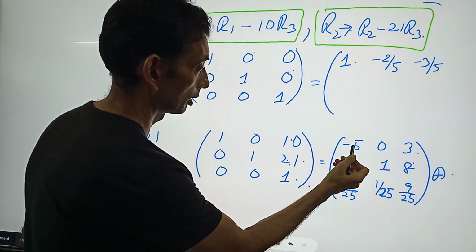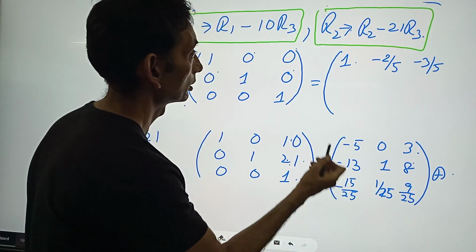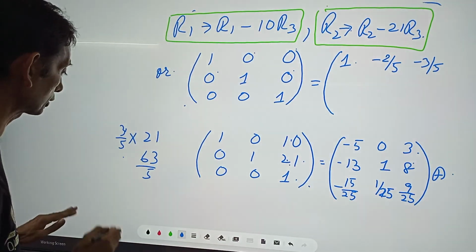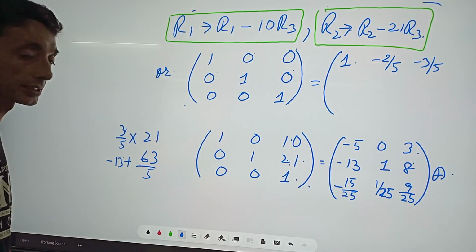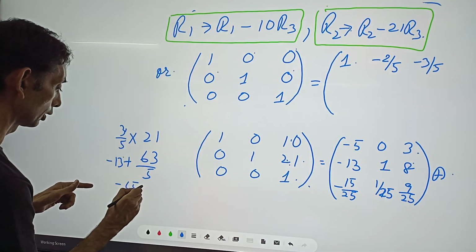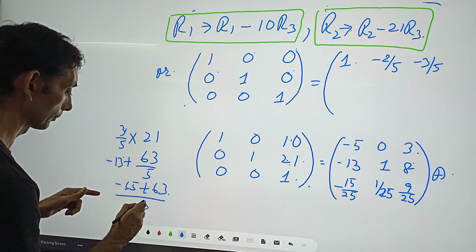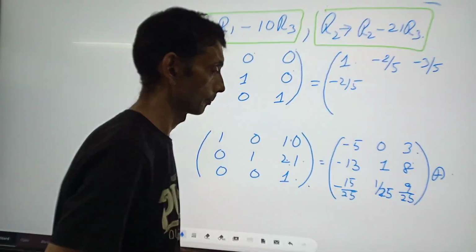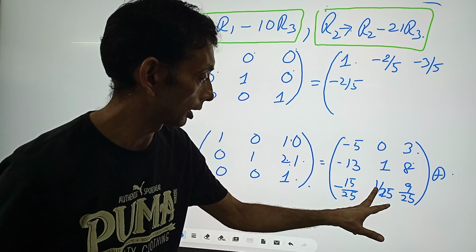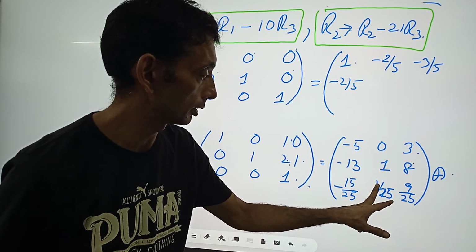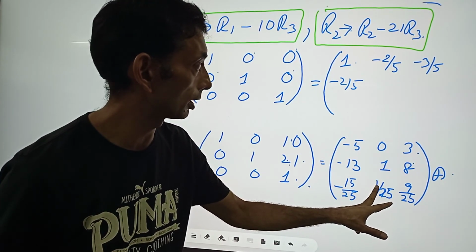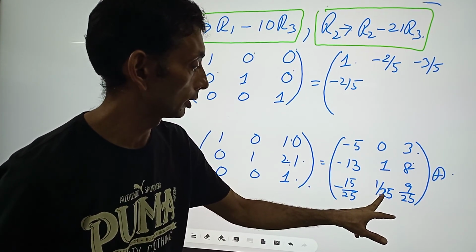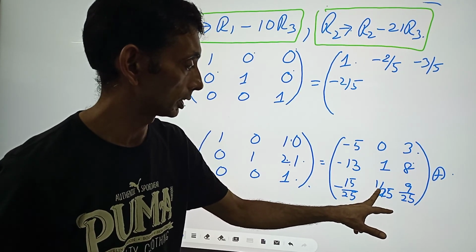I'm talking about R2. Sorry, this one is minus 30. So it will be minus 65 plus 63 by 5. So it has to be minus 2 by 5. Done. And similarly, this one you are multiplying by minus 21. This third row, you are multiplying by 21 by 25. This row, the second row.